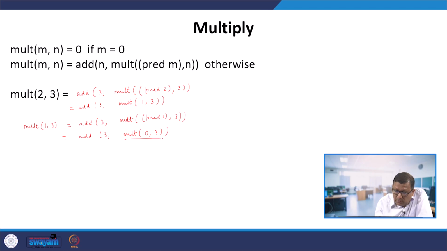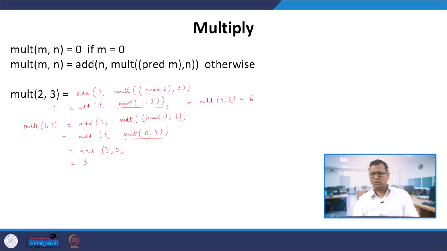So this part evaluates to 0, and add of 3 0 we know is 3. So this part is evaluating to 3. So this part will become add of 3 3, which we know is 6. So multiply 2 times 3 is 6. So this is what we have obtained.